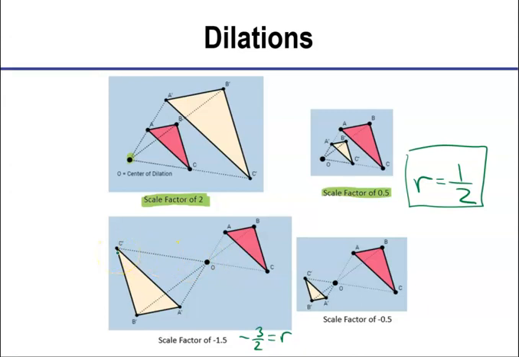Okay, and then if you have a negative 1/2 as your scale factor, then you would have an image like this. We're going to focus mainly on these two. Again, I just wanted you to have an idea of what a negative scale factor would do to your dilation.